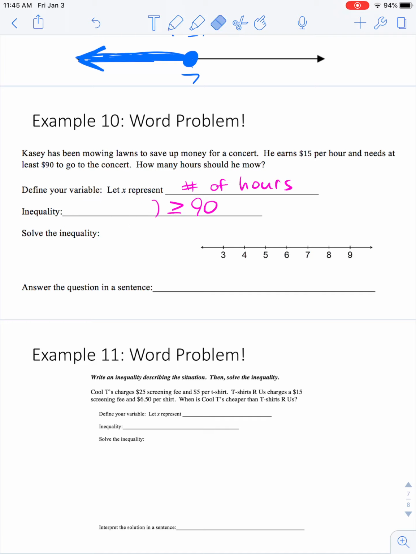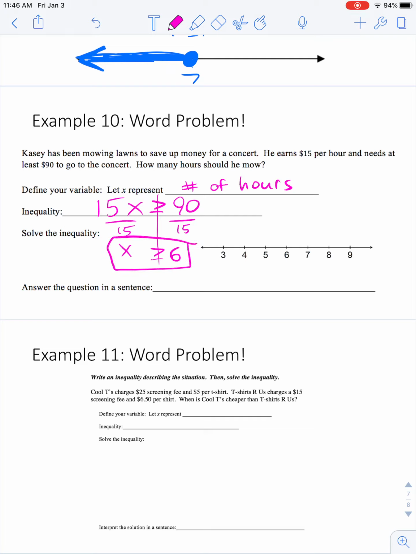Now, what is his money? Well, he has $15 per hour, so that's going to be 15 times the number of hours, 15x. So we want 15x to be greater than or equal to 90, and then he'll have enough money to go to the concert. Now that's something that we can solve. We're going to draw our line and divide by 15 and divide by 15. I go to my calculator if I have to. 90 divided by 15 is 6, so x is greater than or equal to 6.